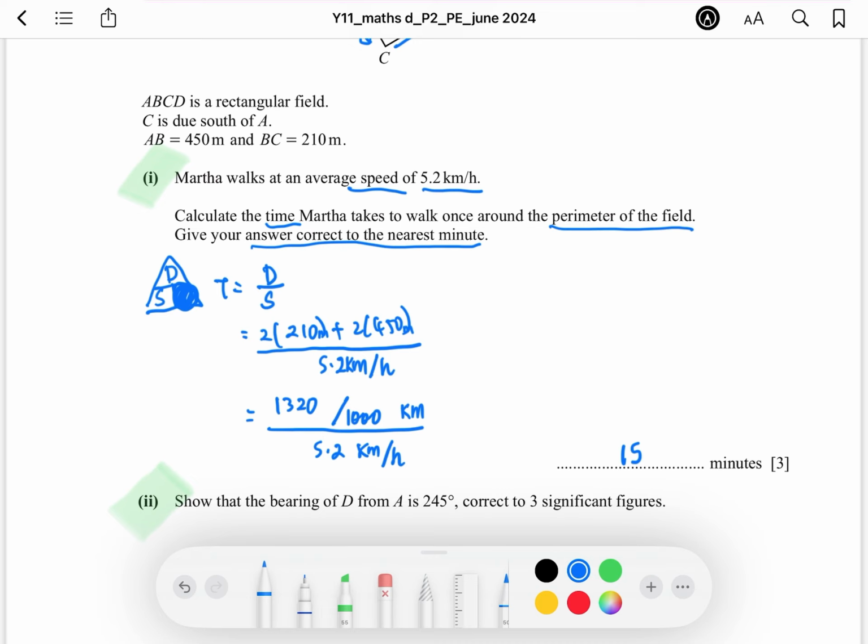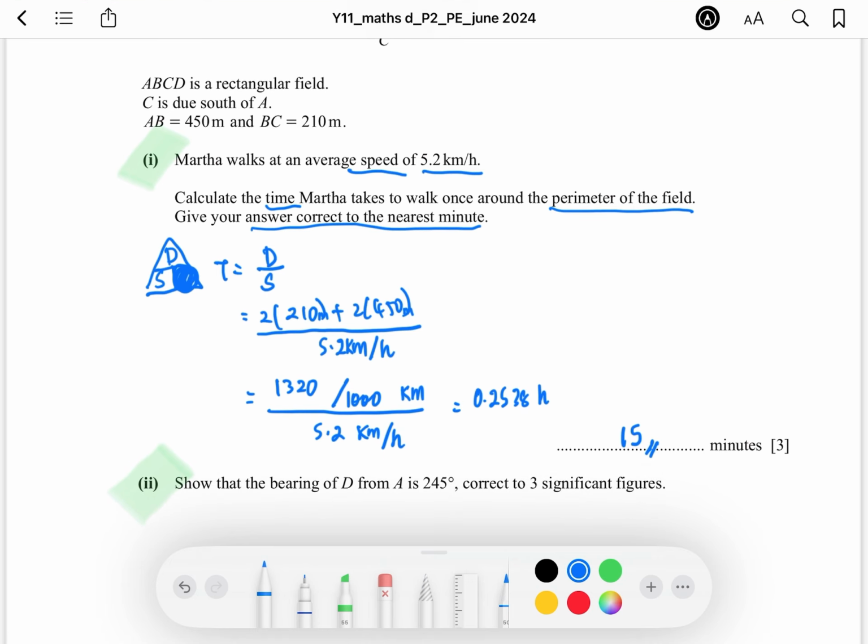So use your calculator, divide that with 5.2, and you should get something like 0.253846, so that is in hour. But since the question is asking for minutes, all you have to do, just press the time button and it will give you the minutes. It's equal to 15 minutes, just like that. Okay.